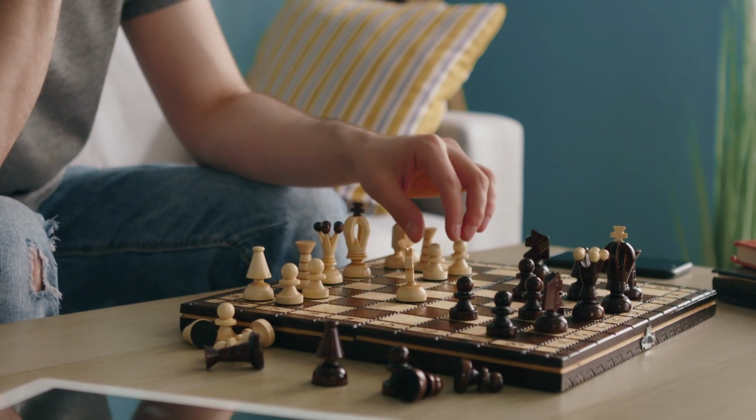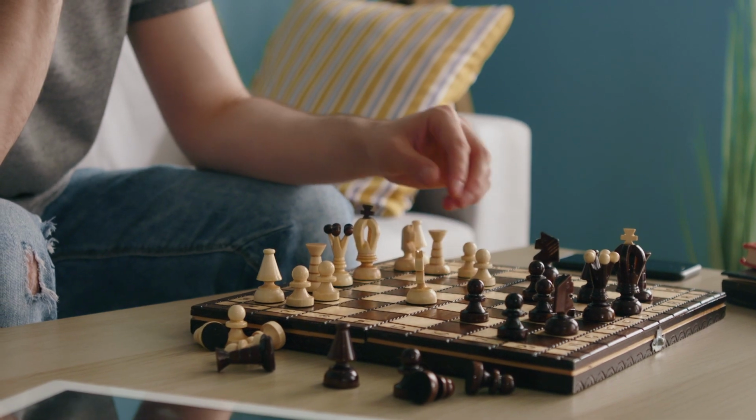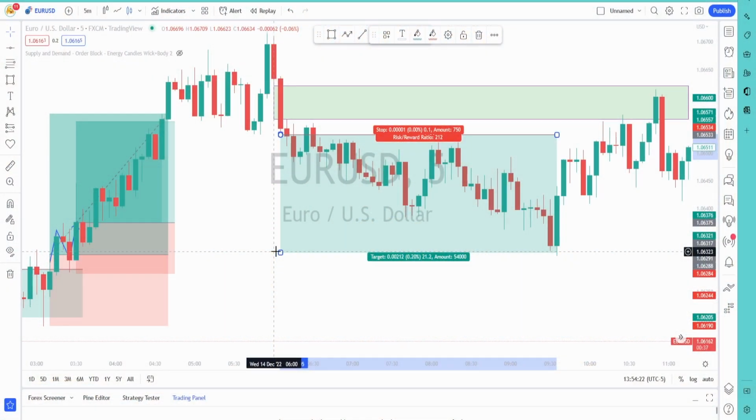Learning to scalp is like any other skill. It takes time to develop. It's important to remember that you're not going to be an expert overnight. Start testing these strategies on TradingView and a demo account with any broker you are comfortable using.